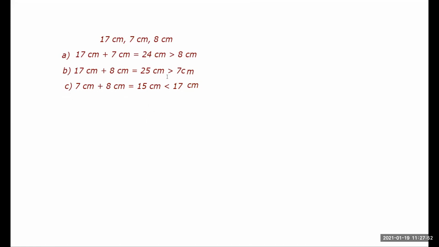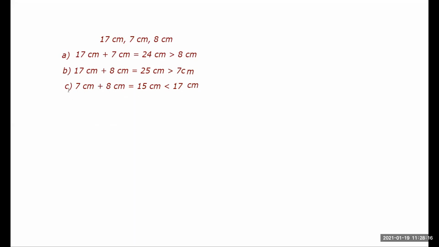So as per condition, if the sum of two sides is greater than the third side, only then it can form a triangle. But ये तीनों के लिए होना चाहिए. A may be sum of two sides is greater than third side, B may be sum of two sides is greater than third side, and C may be sum of two sides are greater than third side.